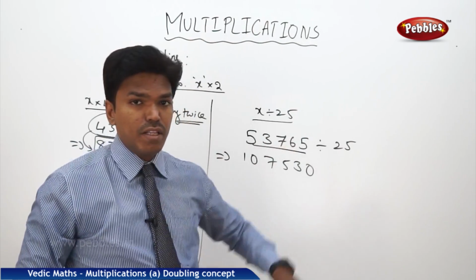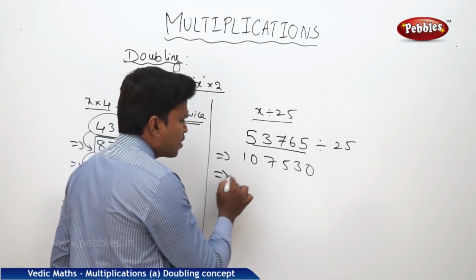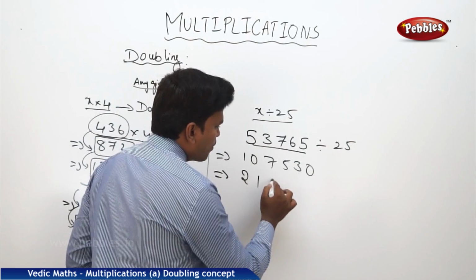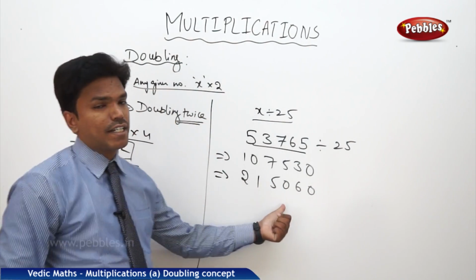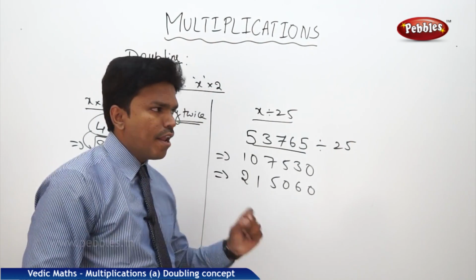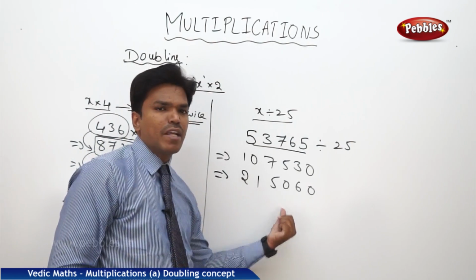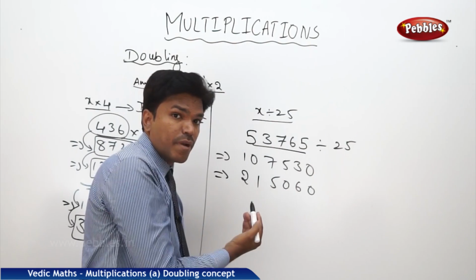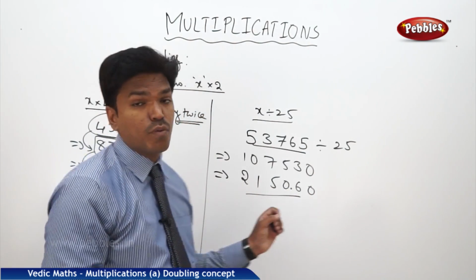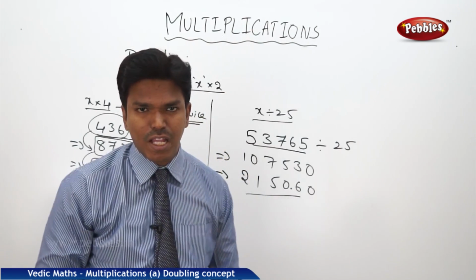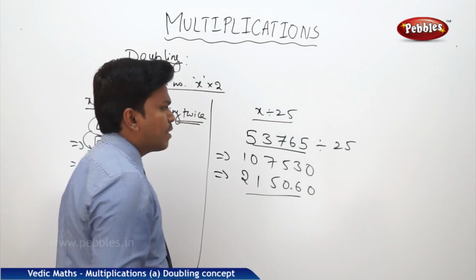Again make this number double: 215060. This is my second time doubling. Now after getting the second time doubling, put a decimal point after 2 digits from the right. So the answer is 2150.6.